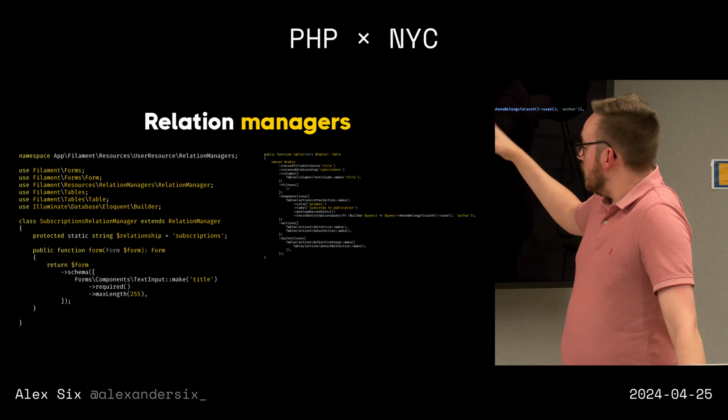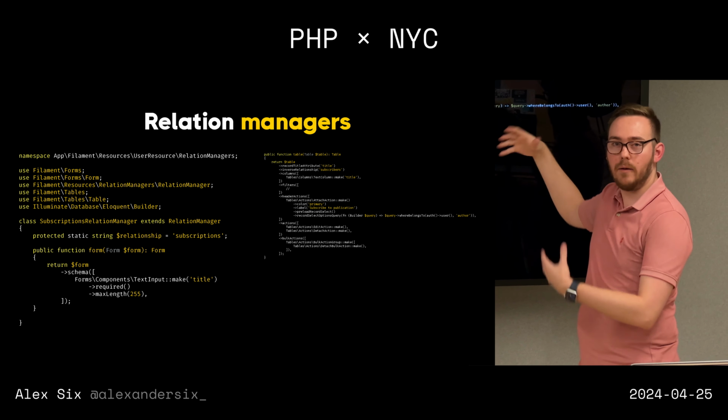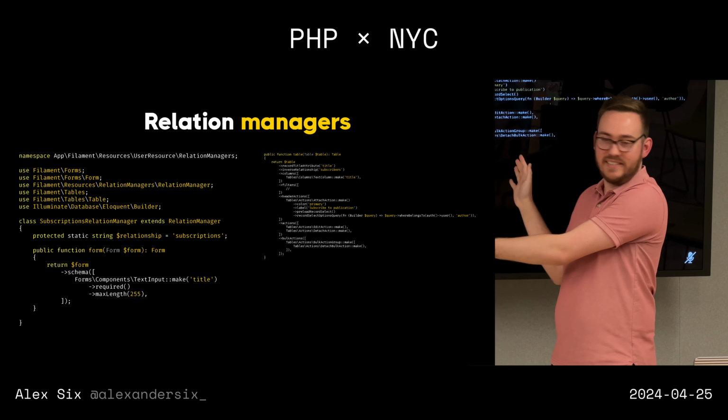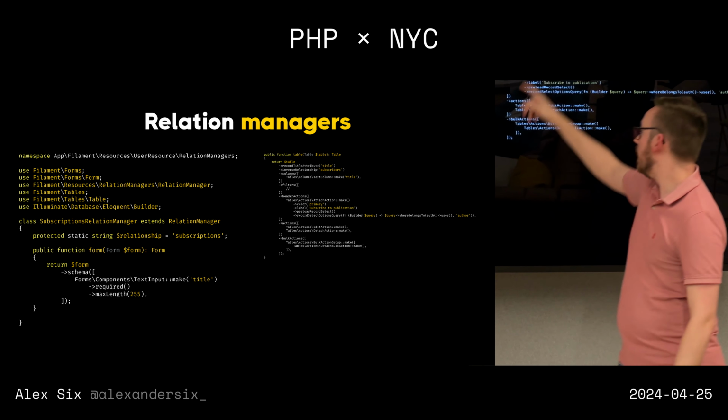So when we generate a relation manager, we end up with a class that looks like this. And again, this is a little small, so I will just explain. But it should look pretty familiar to something we just did. We end up with a relation manager that has a form method and a table method.